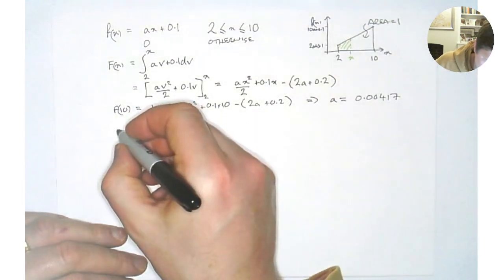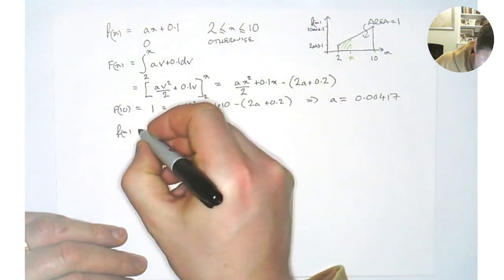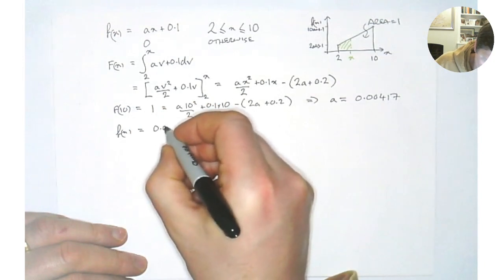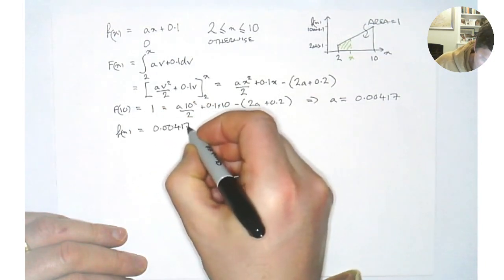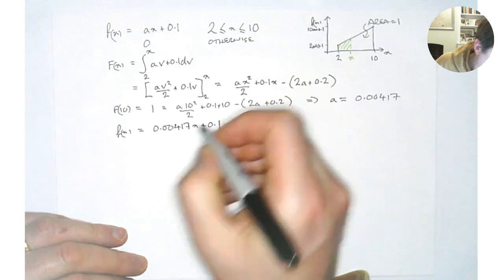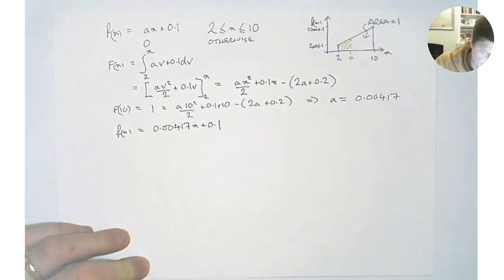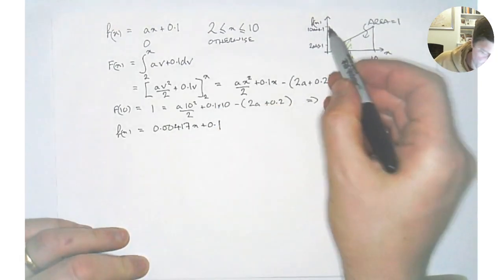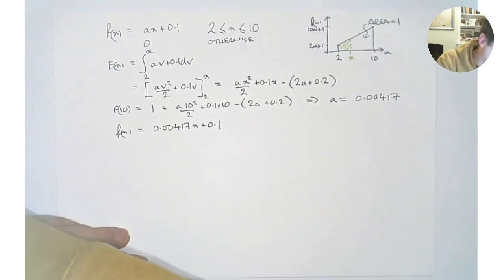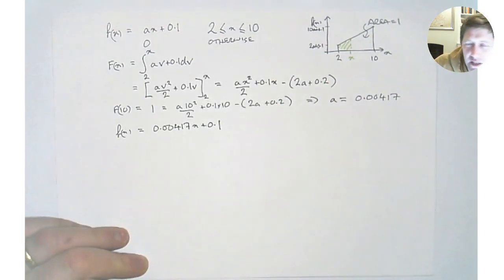Now we have that, we can write what our probability distribution function is: 0.00417x plus 0.1. And if you wanted to, you could just identify what those two values are there. Okay, so that's a basic thing.